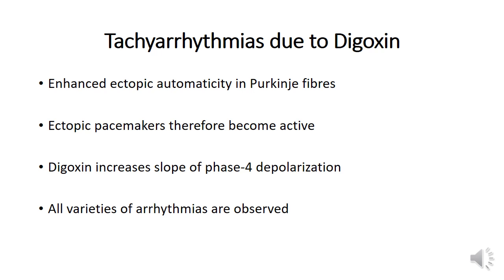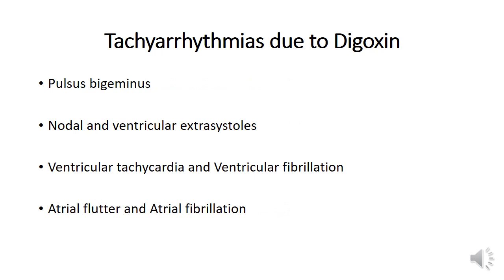So what we see in the action potential of the Purkinje fibers is there is an increase in the slope of phase 4 depolarization of the Purkinje fibers. That enhances the automaticity that is responsible for tachyarrhythmias. In fact, all varieties of arrhythmias are observed in digoxin toxicity. Pulsus bigeminus, nodal extrasystoles, ventricular extrasystoles, ventricular tachycardia, ventricular fibrillation, atrial flutter, atrial fibrillation. These are all the arrhythmias which can be seen in digoxin toxicity.